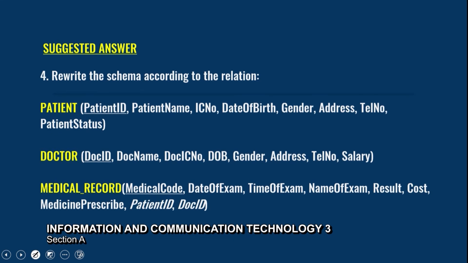Okay, so this one actually you can write 3 to 4, enough. And then don't forget to underline the primary key to indicate that that is the primary key. And then the second relational schema, doctor ID is the primary key. And then the last one, medical record, medical code is the primary key. And also don't forget to write the foreign key.